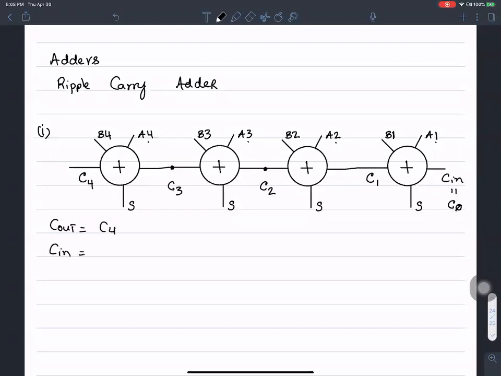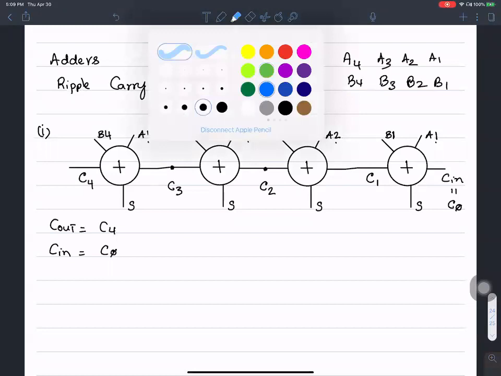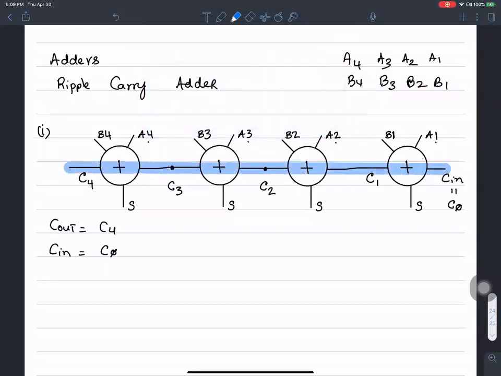Like I mentioned, Cin equals C0. So I'm trying to add A1, A2, A3, and A4 with B1, B2, B3, B4. So this is the 4-bit ripple carry adder. And I mentioned that this path right here, from carry in all the way to carry out, is called the critical path.